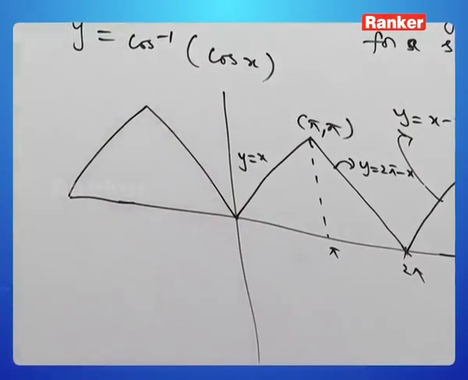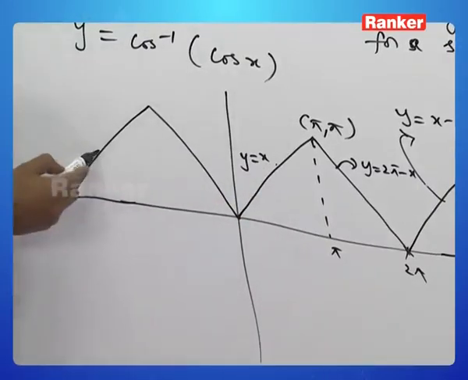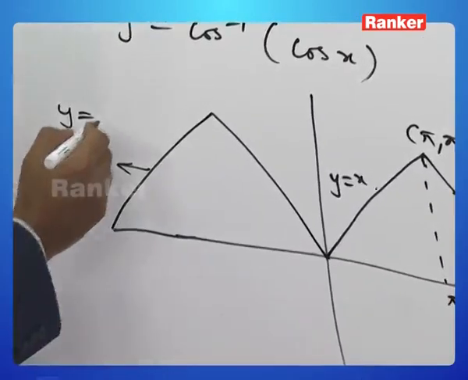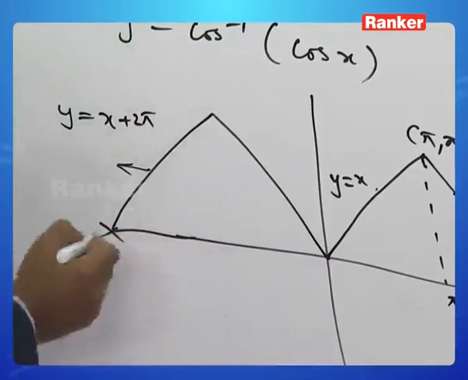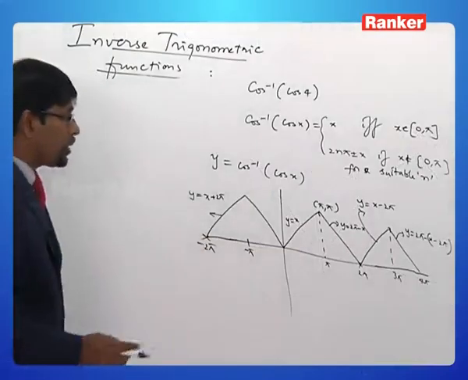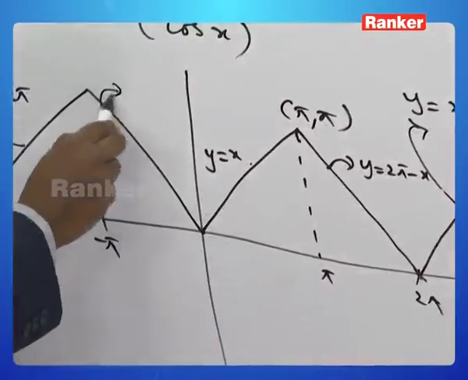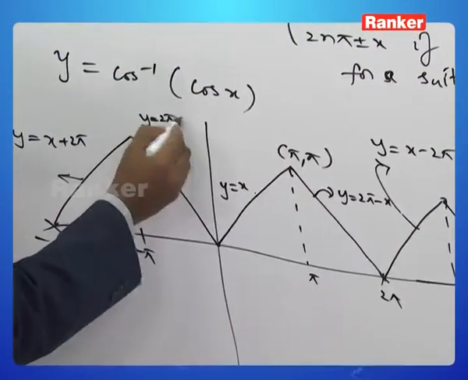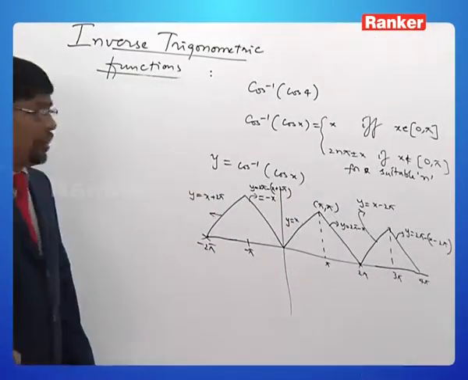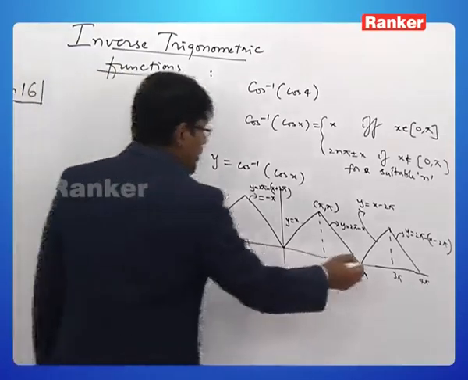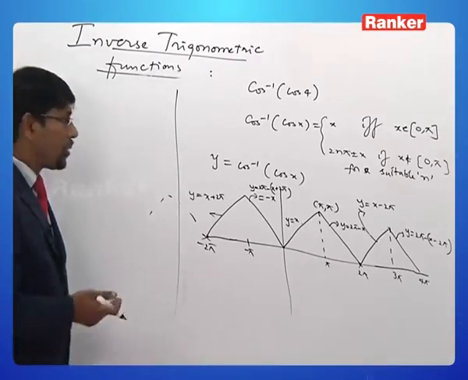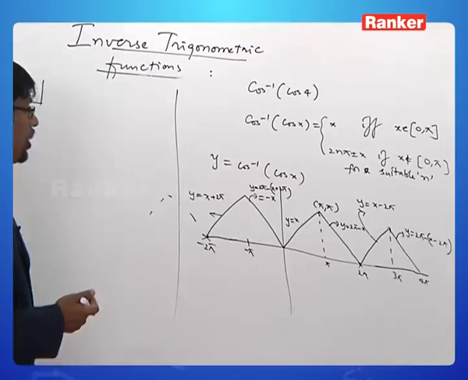Now, if you move it to the left side, you see this y equal to x line has been translated by 2 pi units to the left. So I will replace x by x plus 2 pi now. So y equal to x plus 2 pi. This is minus 2 pi to minus pi. It will be like this. And what about this y equal to 2 pi minus x? You have to replace it with 2 pi minus of x plus 2 pi. So that makes it y equal to minus x. So this is how we draw the graph of y equal to cos inverse of cos x. This will be moved further in steps of 2 pi, and we draw it.